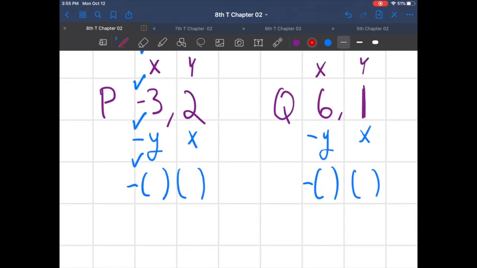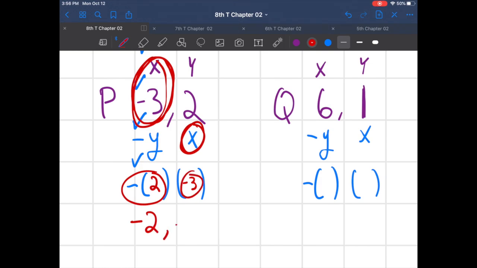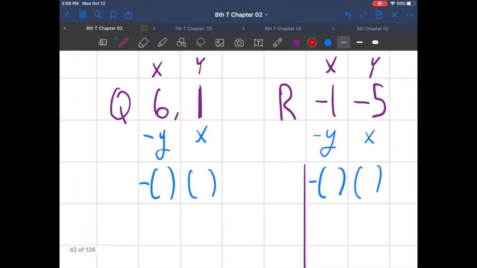So now let's just plug in our numbers. Notice what it says, ladies and gentlemen. Here's my x. So what goes in the x spot is that -3. And what goes in the y spot, here's my y, is 2. So here we go. We have -2 and -3.